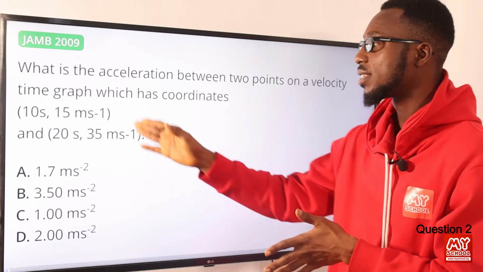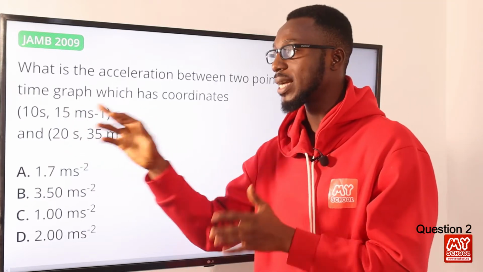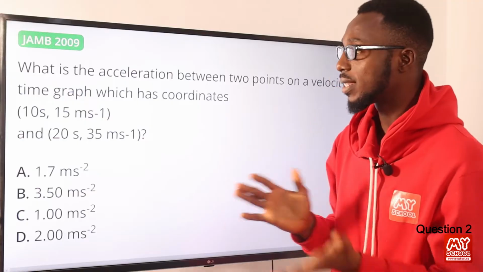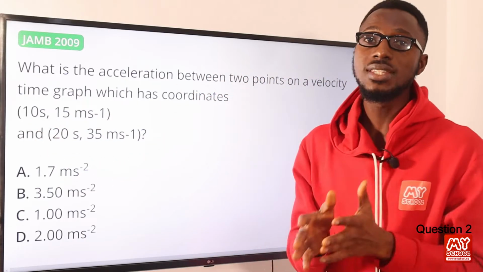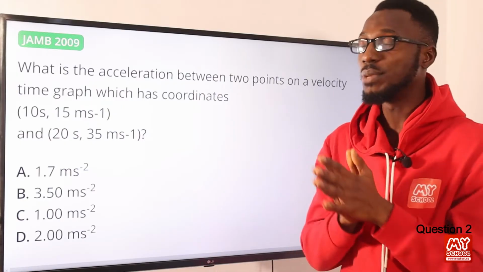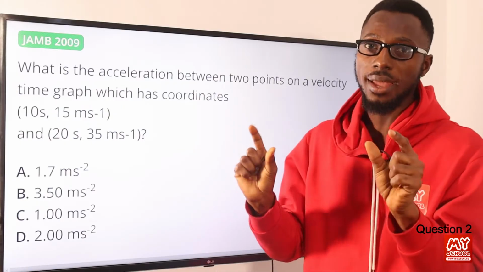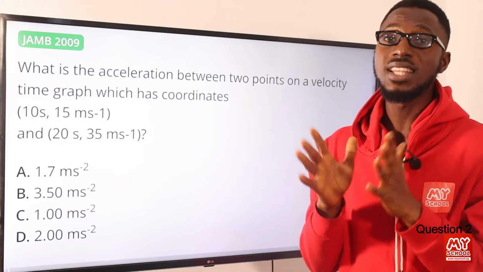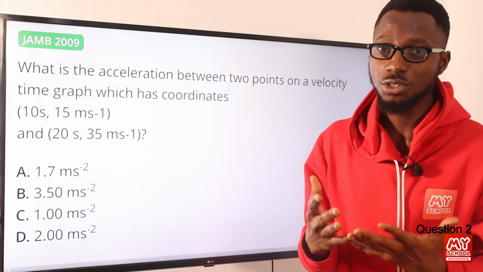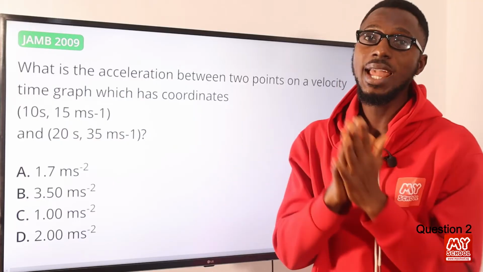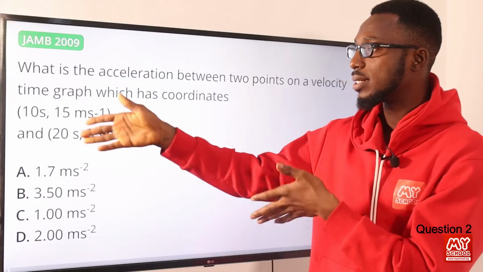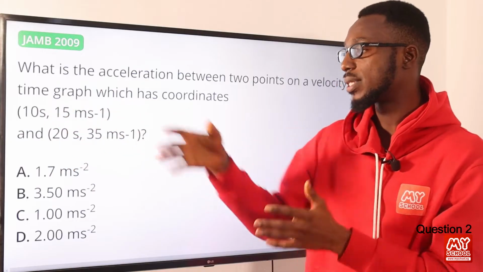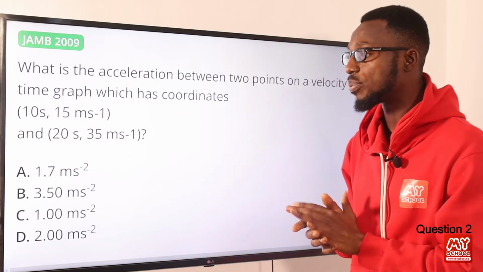Change in velocity right here is 35 minus 15, that is 20, over the time taken or the change in time, which is 20 minus 10, that is 10. So I have 20 over 10, that gives me 2 meters per second square. Meter per second square is the unit for acceleration. What I just did is from the formula A equals V minus U over T. You can see the difference in the time, 20 minus 10. So the correct option is option D.